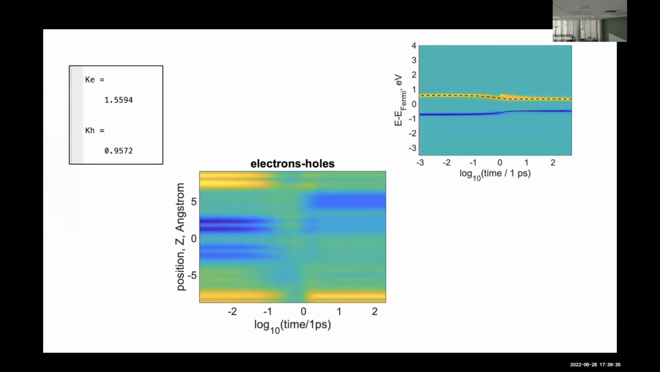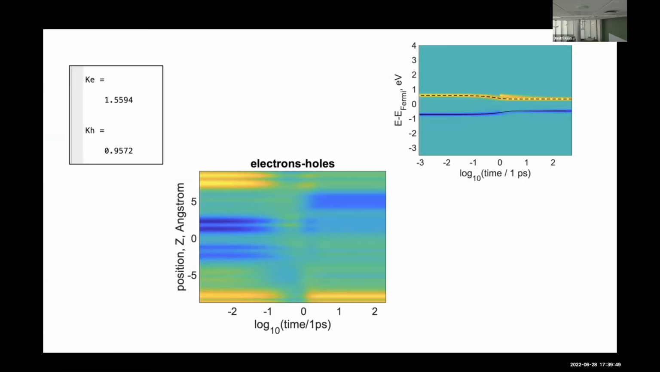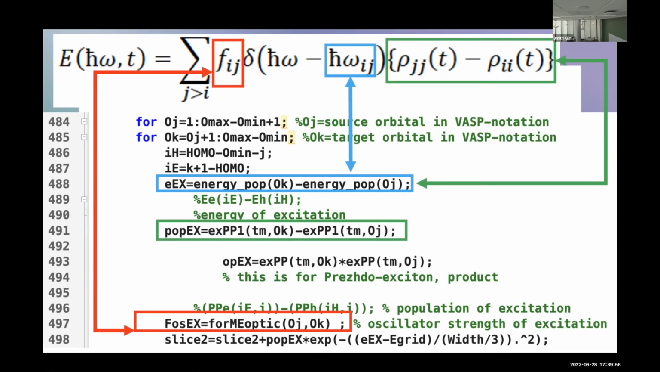Okay. So once the dynamics is done, the data for occupations of the orbitals in the valence band and conduction band need to be merged with oscillator strengths in the right way. So here are a couple of lines of the code that implement the equation on the top.